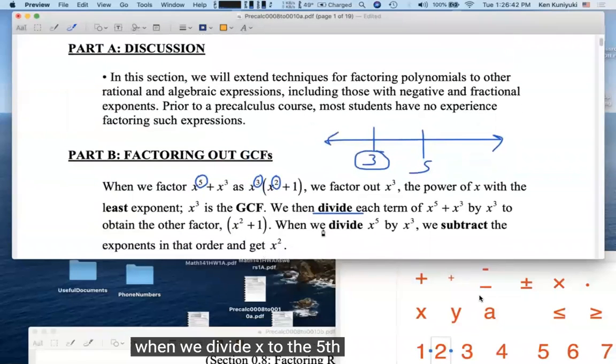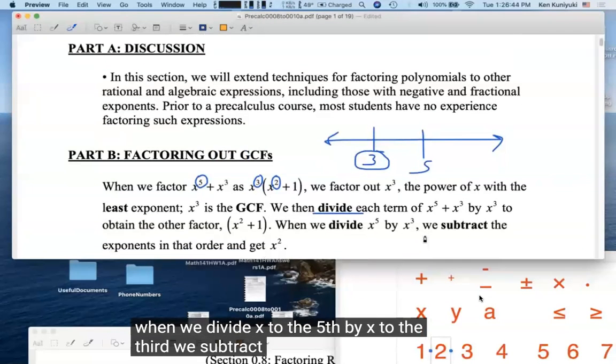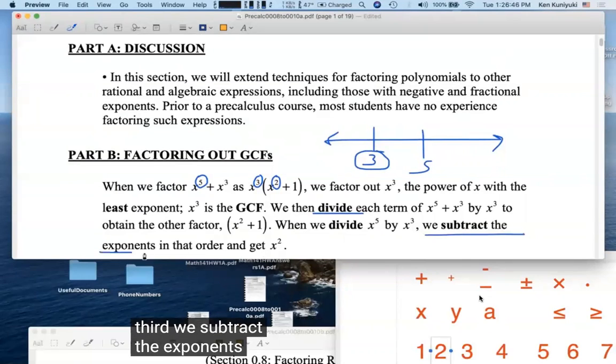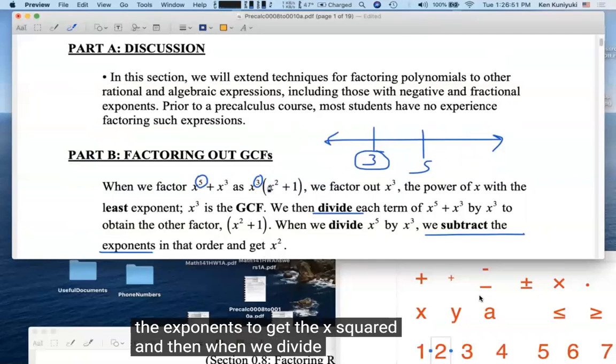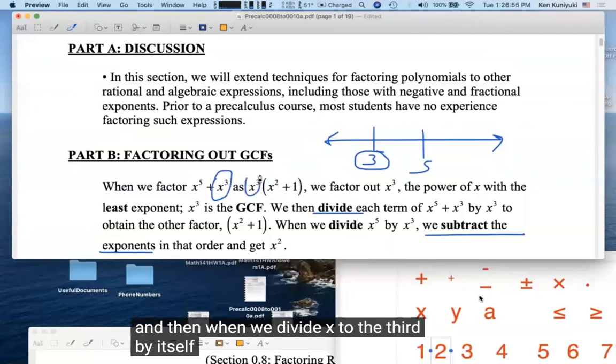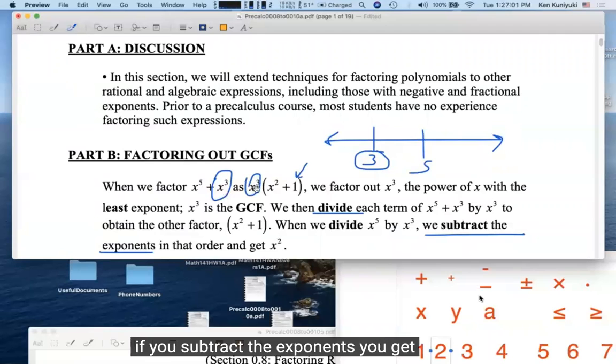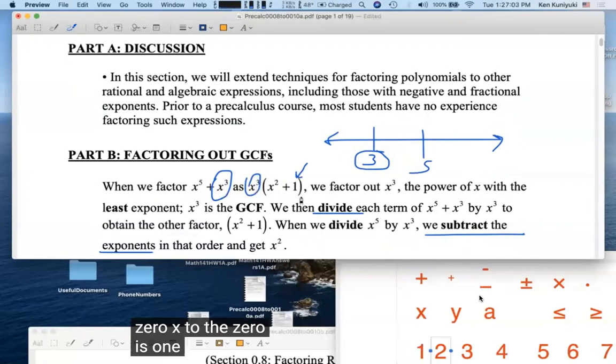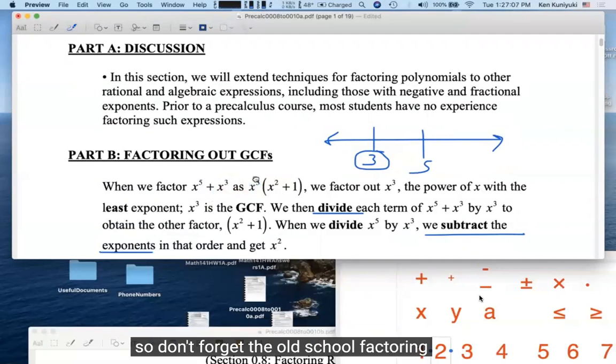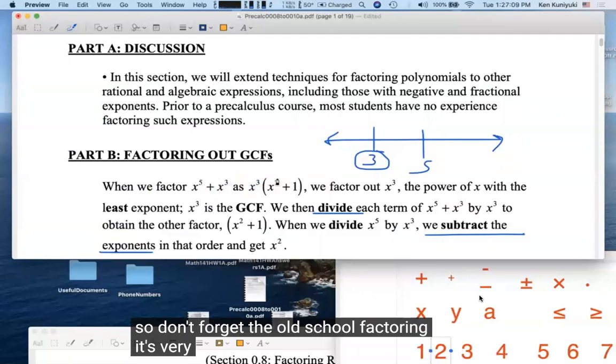When we divide x to the fifth by x to the third, we subtract the exponents to get x squared. And then when we divide x to the third by itself, we get 1. If you subtract the exponents, you get 0. X to the 0 is 1. So don't forget the old school factoring. It's very instructive.